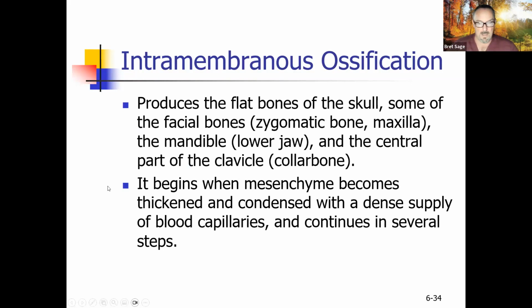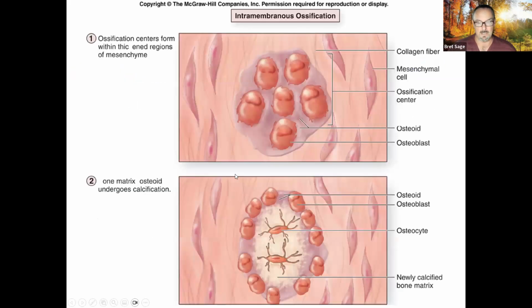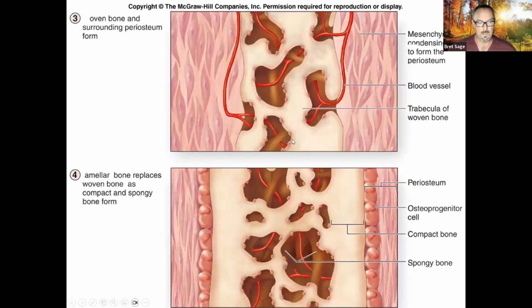It begins when mesenchyme becomes thickened and condensed with a dense supply of blood capillaries and continues in several steps. This is not the most common way. This shows you these steps. I'll let you take a look at them. Shows you kind of how this works.